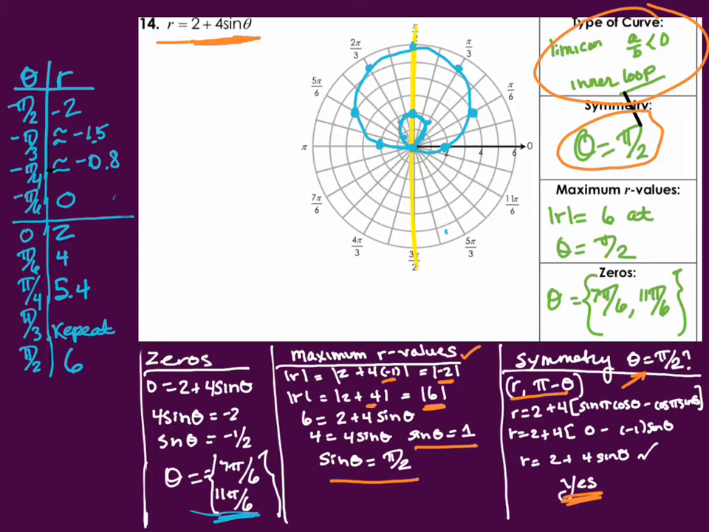So we know we have 6, pi over 2 as a point. So 6, pi over 2 is way up here. You can see on the graph now I'm putting the orange point in.